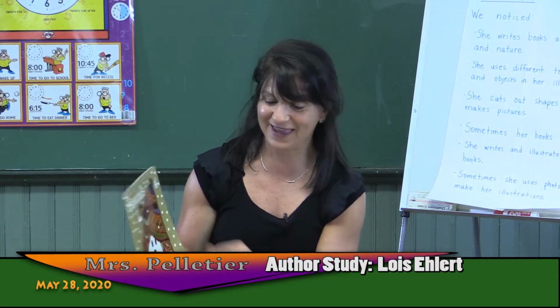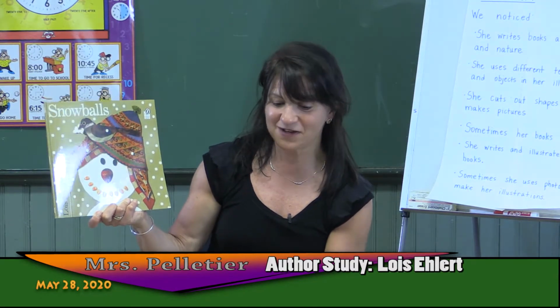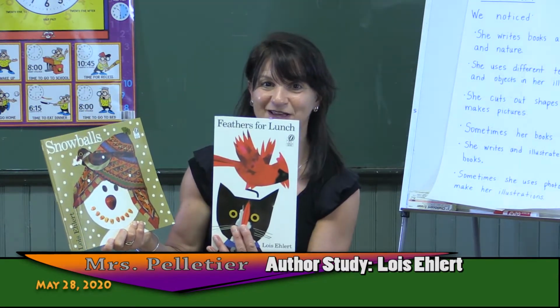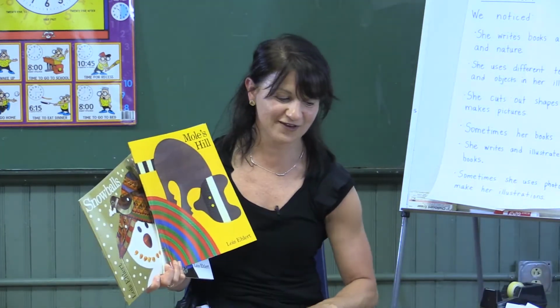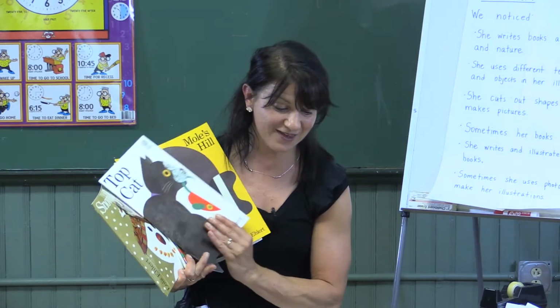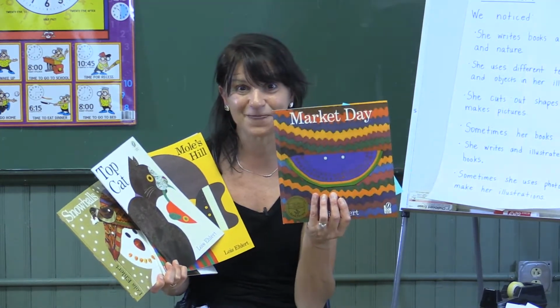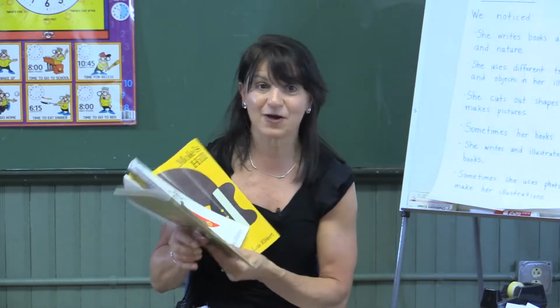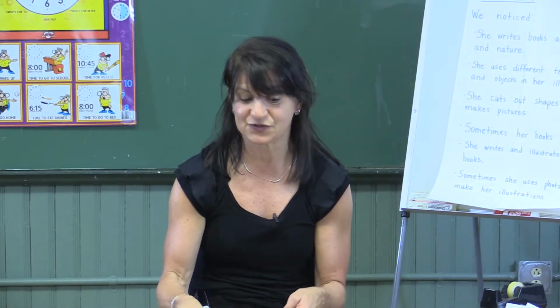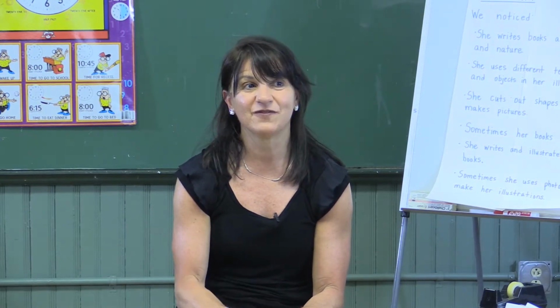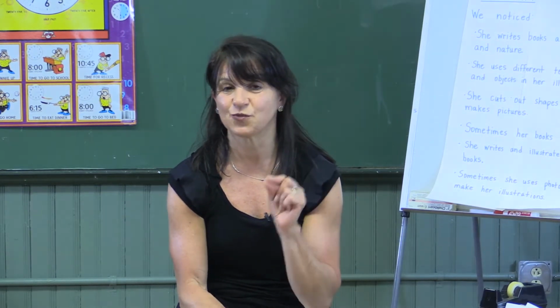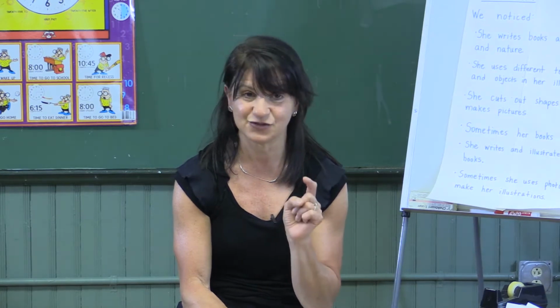Okay, boys and girls, today we had a chance to read 5 books by Lois Ehlert, and one of them being Snowballs, the other Feathers for Lunch. We read Mole's Hill, we read Top Cat, and we read Market Day. And we were talking about all of the techniques that she uses to illustrate her books, and also some of the things that she uses when she writes her words. She has different techniques that she uses.